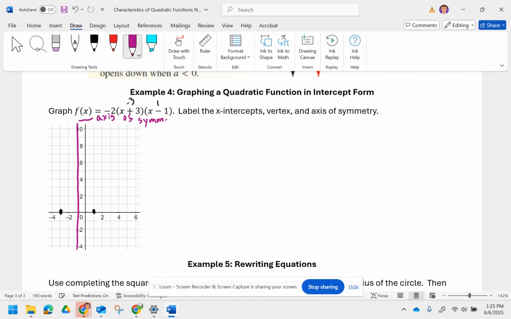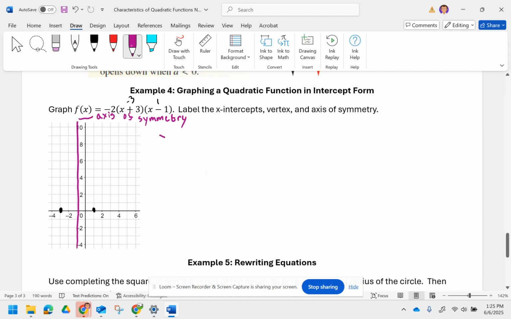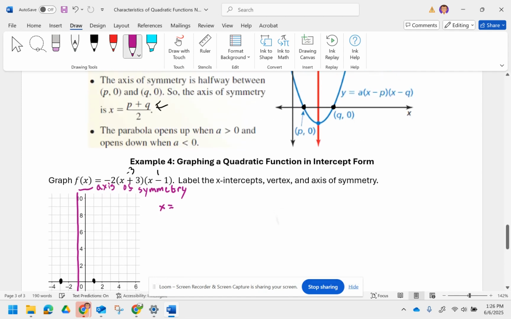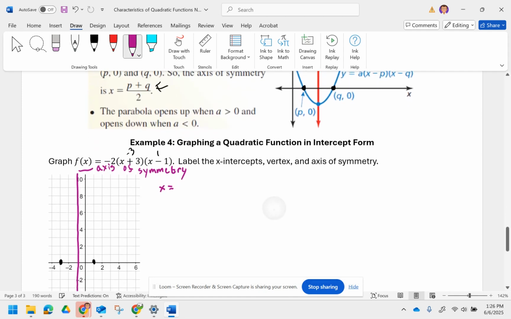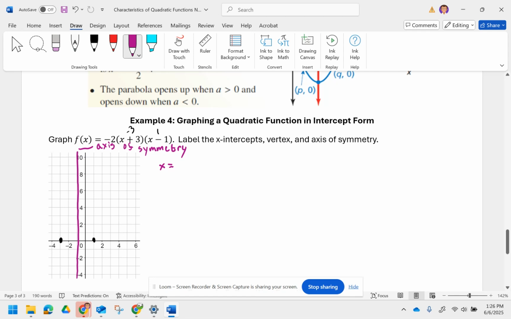So we now found the axis of symmetry. We found 2 points. Let's go ahead and just, for the sake of following some of their advice, let's use that equation to confirm that we did that correctly. So we'd have -3 plus a 1 divided by 2. -3 plus 1 is a -2. -2 over 2 is -1, which is exactly where we drew our line. So we found the axis of symmetry.